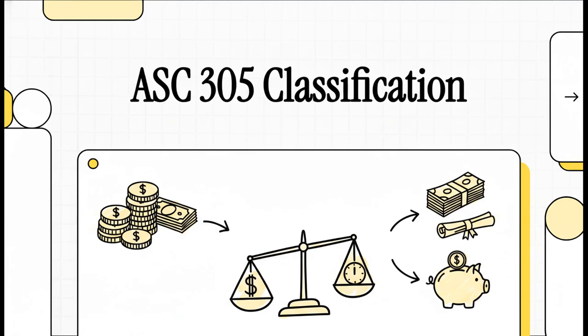AC 305, Cash and Cash Equivalents, Section 2 of 6, Classification, the 3 categories and 3 tests.